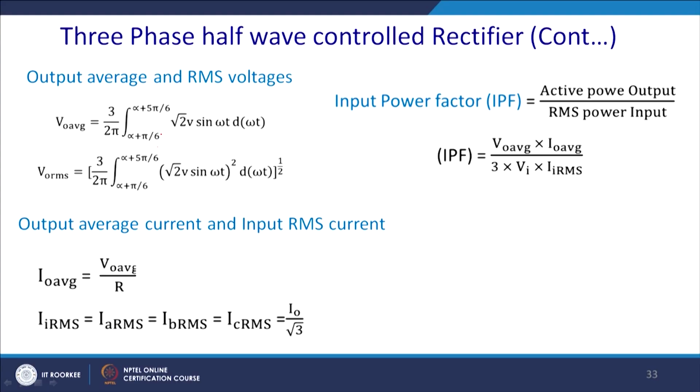In the same way, we can do the calculations. We have 3 pulses for a 360-degree cycle, so the interval is alpha plus pi by 6 to alpha plus 5 pi by 6. From there we can calculate the Vrms and Irms, and from there divide by R to calculate the average current. Irms you will find is I0 by root 3 by simple calculations, since it is a square wave. Similarly, we can calculate the input power factor, that is V output average into I output average, divided by 3 into Vi into Irms.